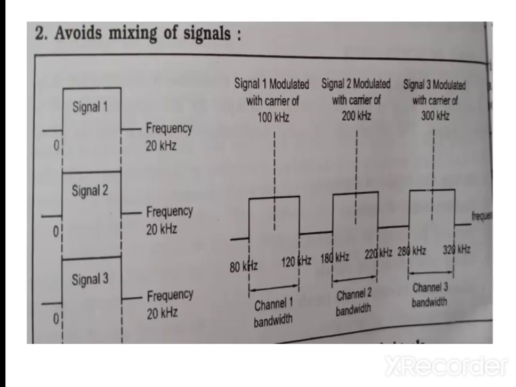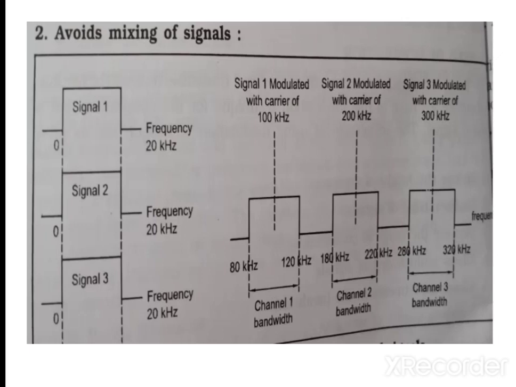According to this diagram, here are three signals, signal 1, signal 2 and signal 3. The frequency of signal 1 is 20 kHz, signal 2 is also 20 kHz and signal 3 is 20 kHz. To avoid the mixing of signals, first signal 1 is modulated by a carrier of 100 kHz frequency. That means in channel 1 the carrier frequency is 100 kHz. For bandwidth, the lower 3 dB frequency is 100 minus 20, that is 80 kHz, and the higher 3 dB frequency is 100 plus 20, that is 120 kHz. This is the channel 1 bandwidth.